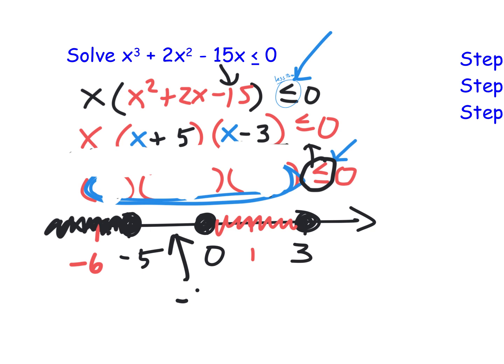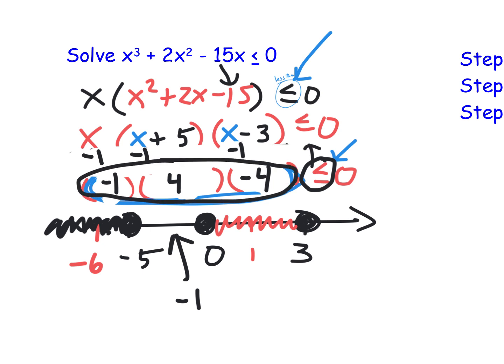I am testing -1 because I feel like it's the easiest thing I could test. I got 2 negatives in here, so that comes out positive. Are positives less than 0? No, they're not. It didn't work.